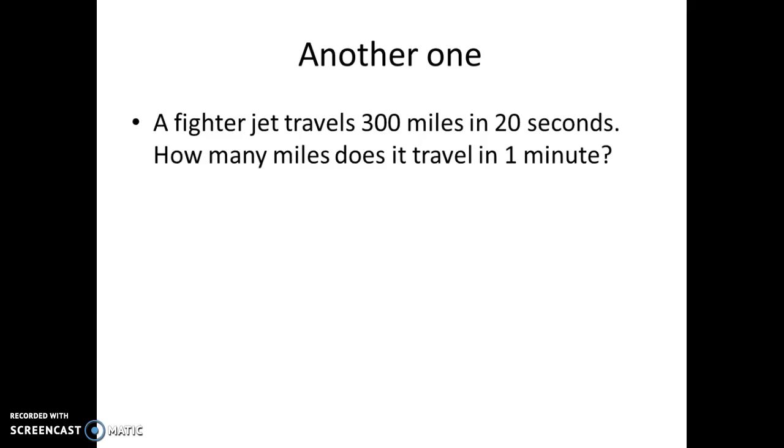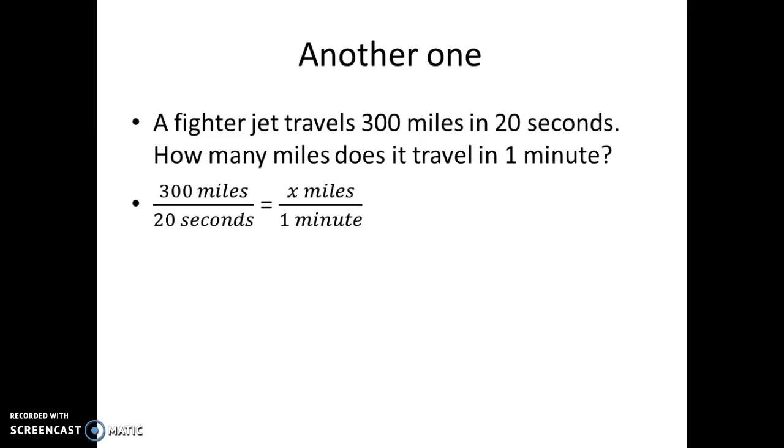Last one. A fighter jet travels 300 miles in 20 seconds. How many miles does it travel in 1 minute? So if I want to set up a ratio, I'm going to use 300 miles in my numerator and the time in my denominator, but you can switch it and do it either way. So 300 miles over 20 seconds is equal to X miles over 1 minute.